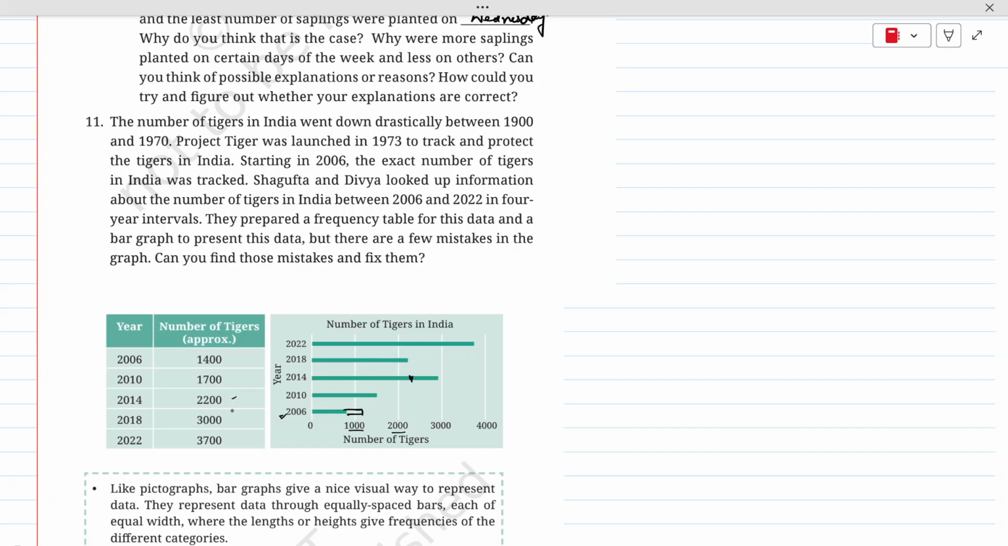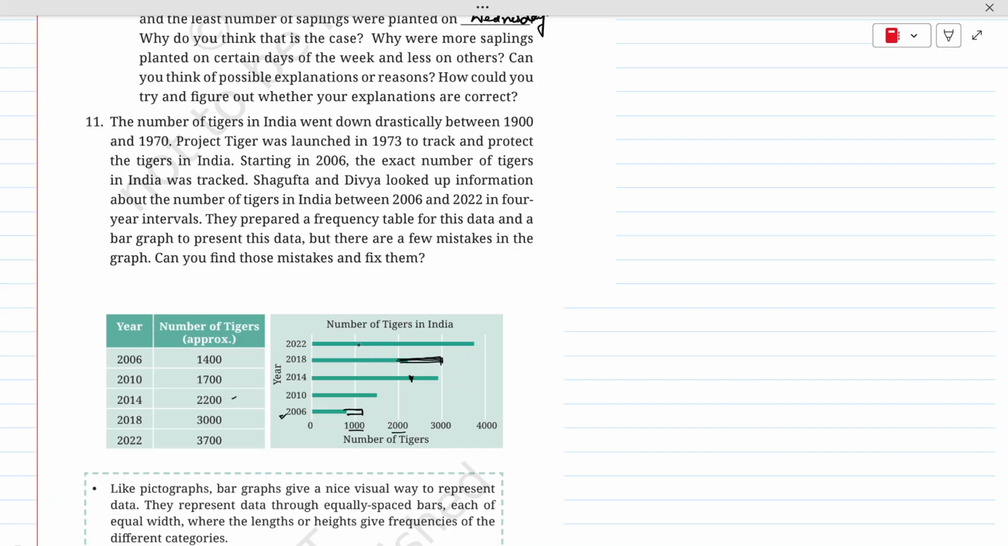Next, in the year 2018, we have 3000. So in 2018, 3000 should be there, but it is ending somewhere near 2200, 2300. So what we have to do is extend it to the 3000 line. This is our 3000 line. It should be still here. Okay, I hope this is clear.